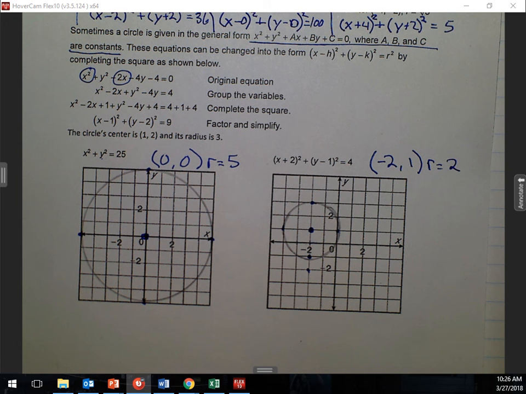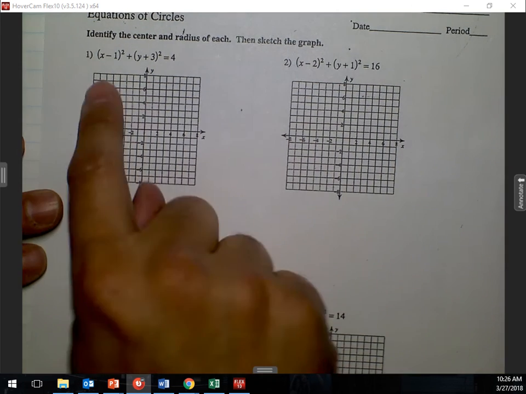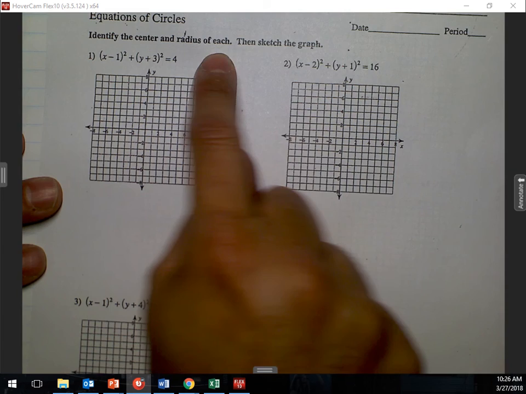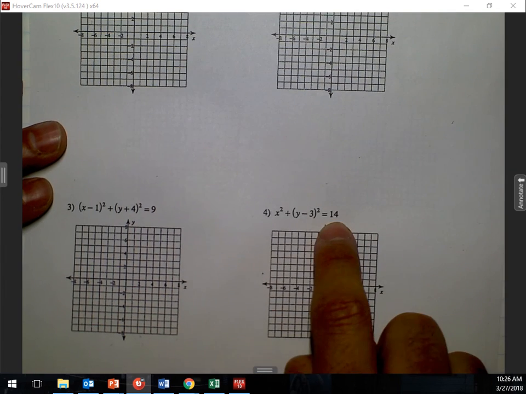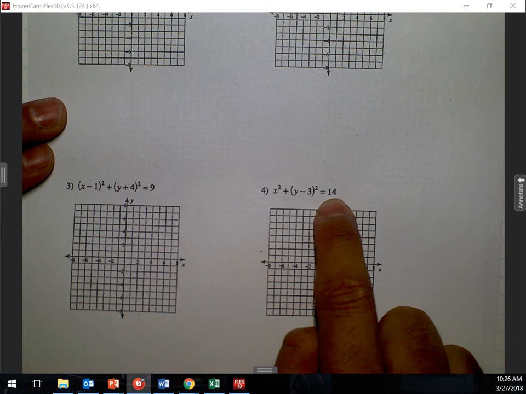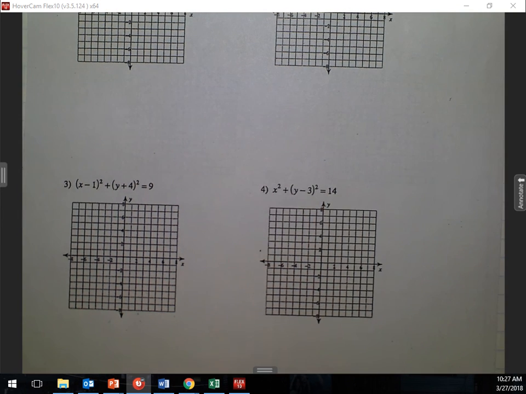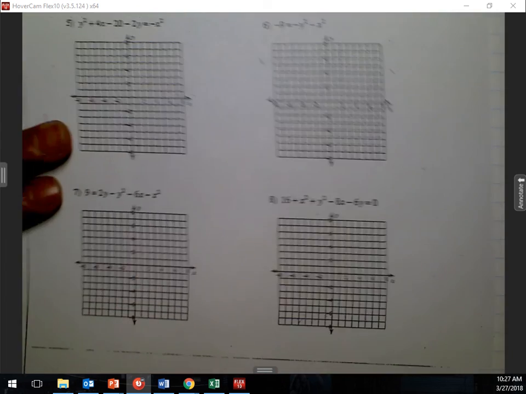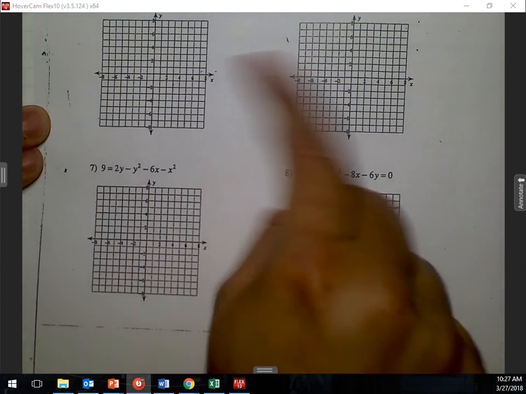Okay? So, on your guys' practice, you're going to have to do that. Identify the center and the radius, sketch each graph. And this one is going to be a decimal. Your radius is going to be a decimal, so you need your calculator for that one. Now on the back side, you're going to actually have to do the equations on these ones.